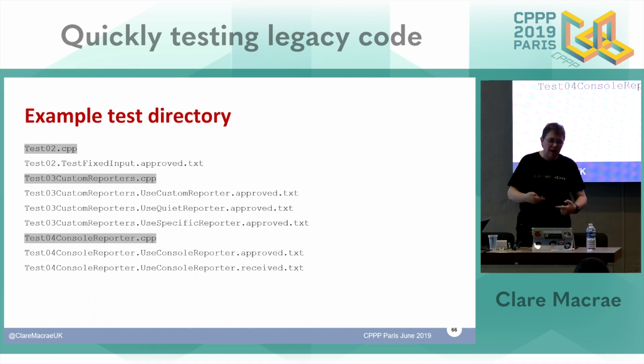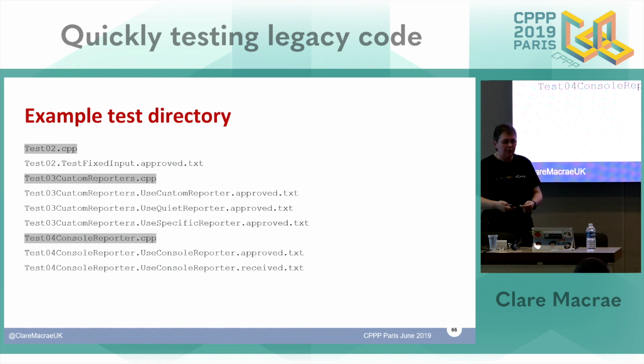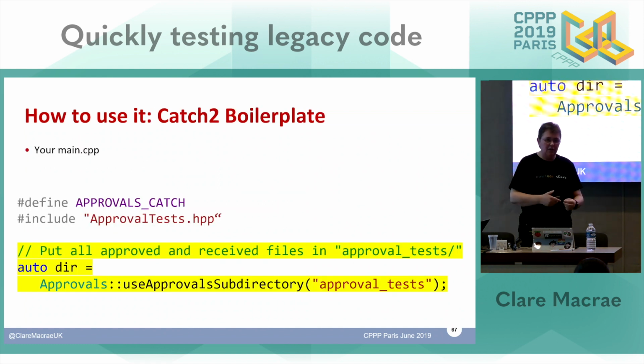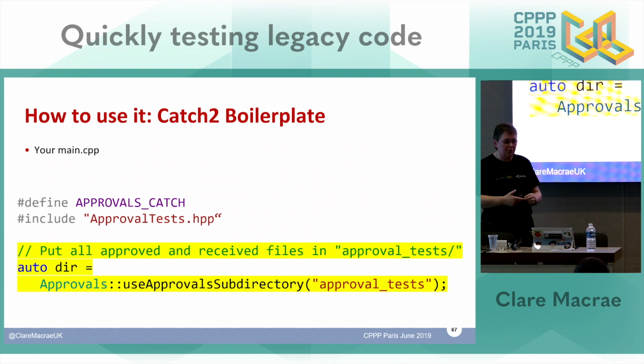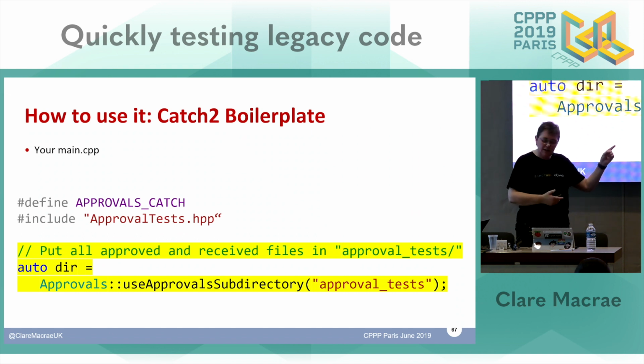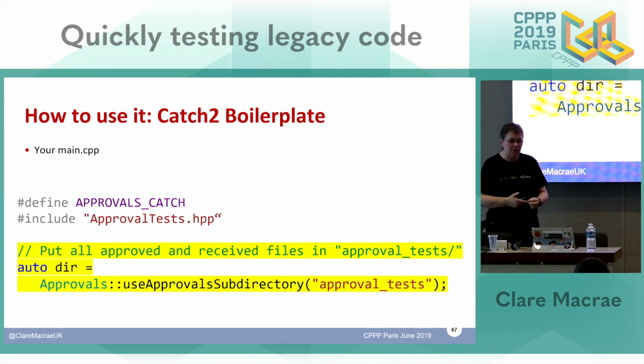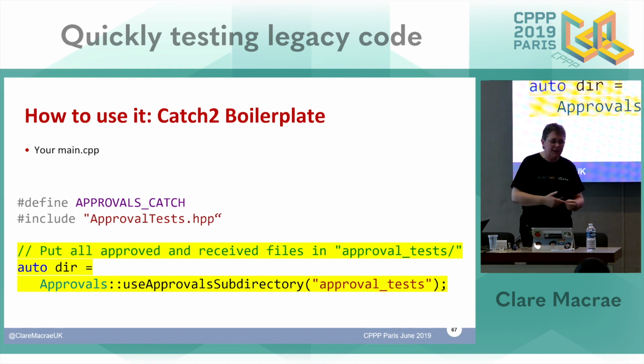Over time, though, having all of those files in one directory can get really quite cluttered. So you can add these lines in yellow to your main. You can call a function, approvals, use approvals subdirectory. The string in quotes, approval test, is actually the default value, but I've included it in this call for explanation purposes. You do need to hold on to the return value.